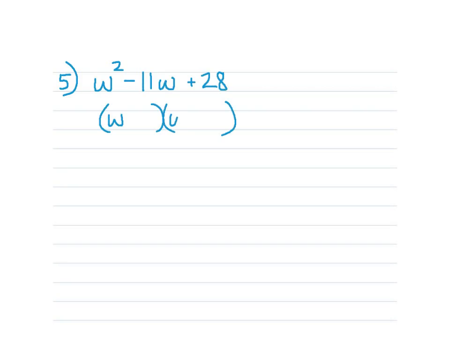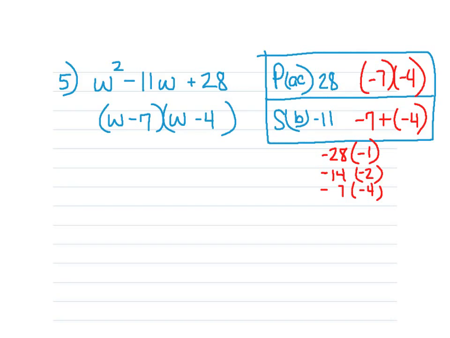Okay, try number 5 on your own. W squared minus 11w plus 28. Set up your 2 binomials. You know w is there, w is there. Now you have to find the product and sum and complete your factoring. Hit pause, and then when you have an answer, please come back and check. The factors are w minus 7 times w minus 4.